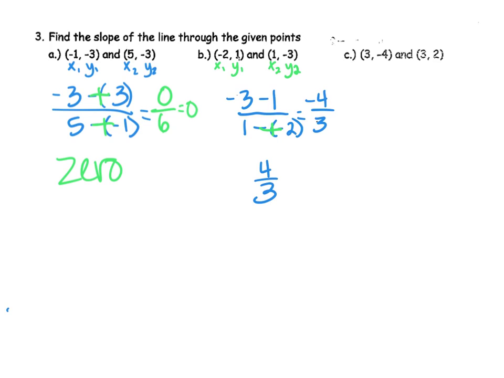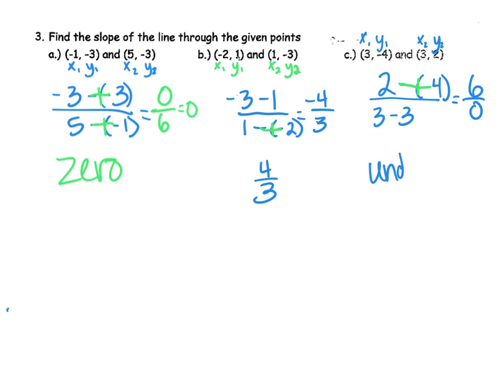Last one, C. x1, y1, x2, y2. y2 minus y1, 2 minus negative 4, over x2 minus x1. On the numerator, 2 minus negative 4, make it 2 plus 4. 6 over 0. Oh, 0 is under. It's undefined. All right? Perfect.